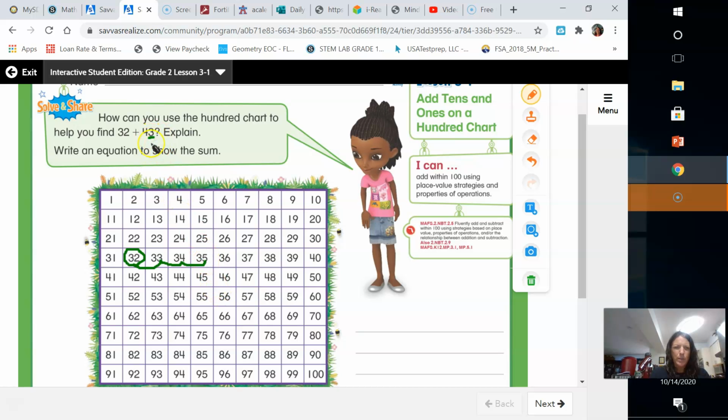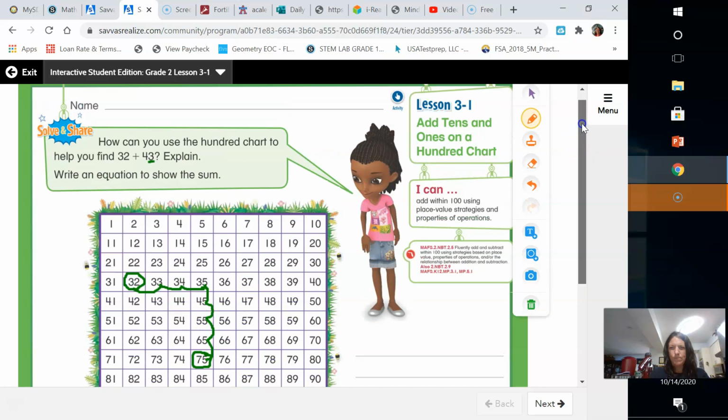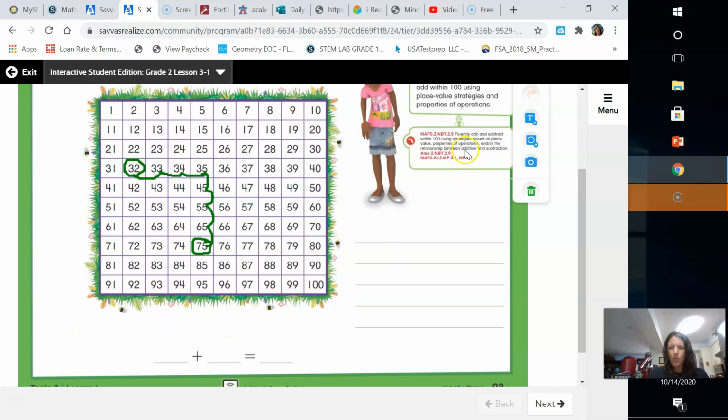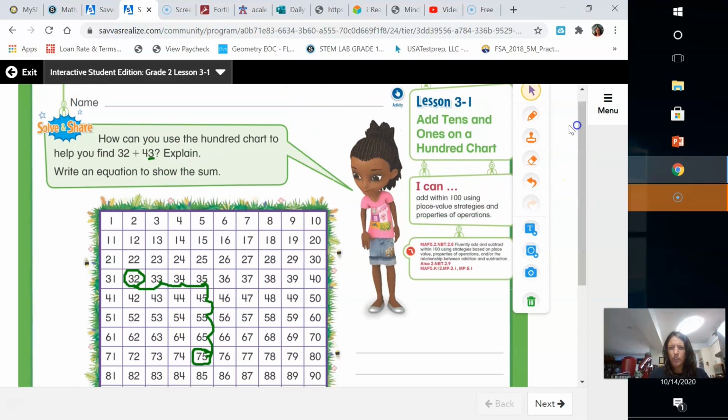Now from here, we need to add the tens. How many tens are there? Well, there's 4 tens. Each 10, we have to go down a row. So how many rows are we going to go down? 4. 4 rows is 4 tens. So we're going to start here. We're going to go 1, 2, 3, 4. What answer did we come to? 75.